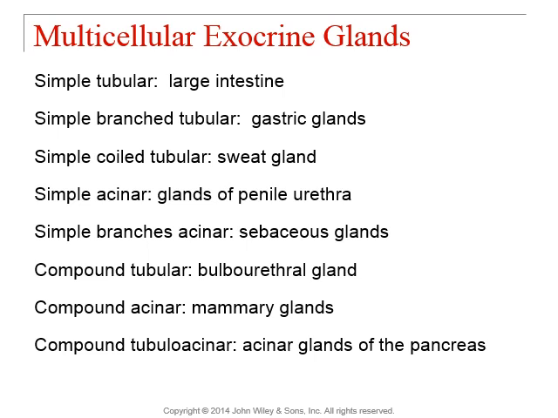The other glands I want you to just be aware of, and just know that they're going to be multicellular as well as exocrine. So the simple tubular, found in the large intestine; simple branched tubular, the gastric glands; the simple acinar, the glands of the penile urethra; the compound tubular, found in the bulbourethral gland; the compound acinar, the mammary glands; and the compound tubular acinar glands of the pancreas. All these will be found more so in the second part of human anatomy and physiology, which will deal with genitourinary as well as gastrointestinal.